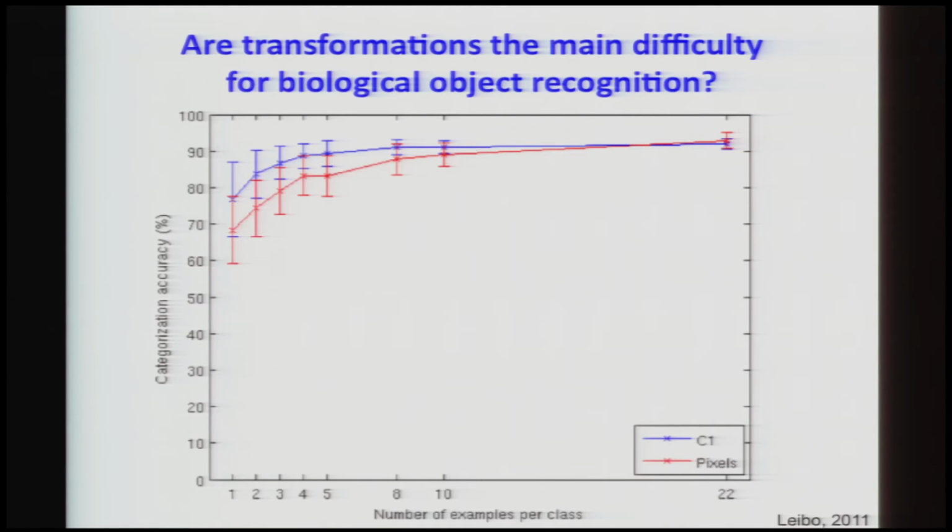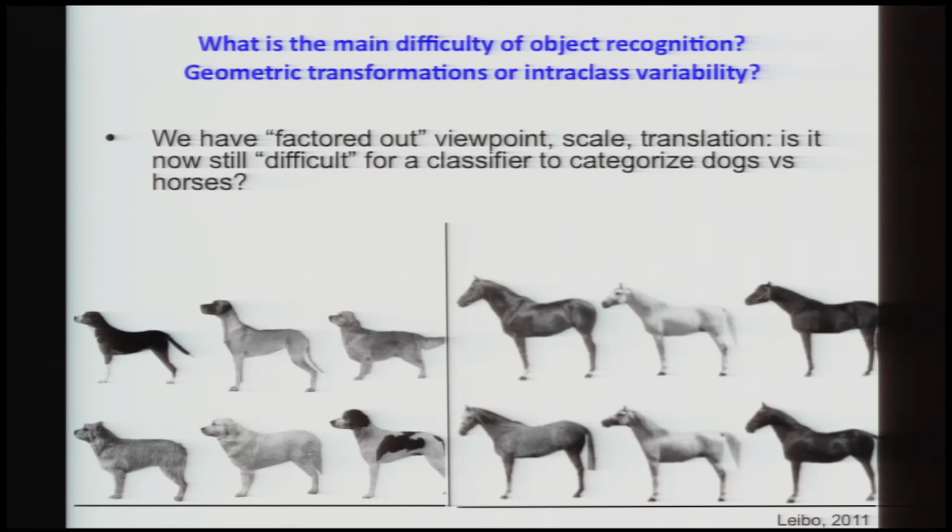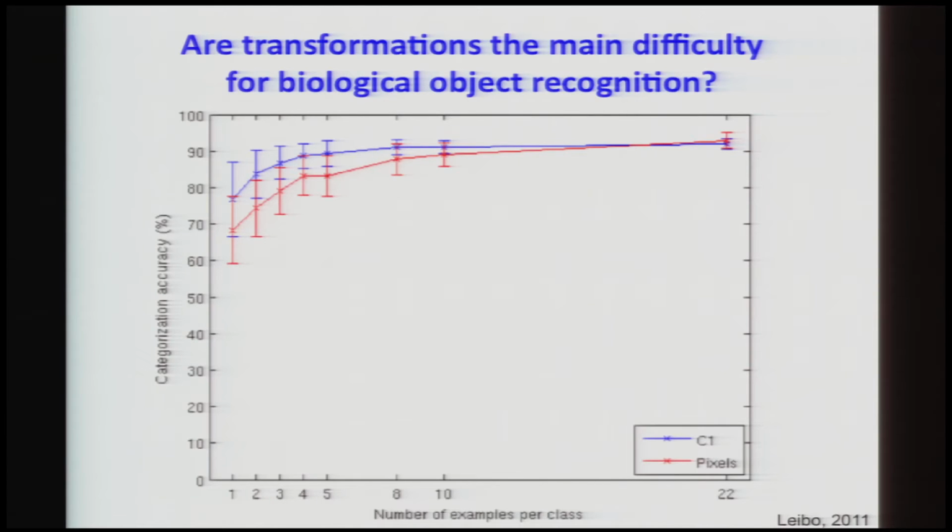As a motivation, we have normalized these images of dogs and horses so that they have the same viewpoint as here. And if you train on very few examples, 1, 2, 3, of horses and dogs, a very simple classifier, even just nearest neighbors of pixels, does pretty well with a very small number of examples. So if the ventral stream could somehow factor out the viewpoint, then the rest should be easy. That's the claim.